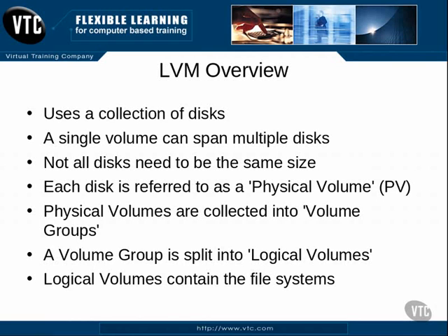We can then split this volume group into two separate logical volumes, each one containing 20 gigabytes: logical volume 01 and logical volume 02. You can then create a file system on these logical volumes and mount them to particular directories, such as this logical volume getting mounted to the /var directory and this logical volume getting mounted to the /home directory.